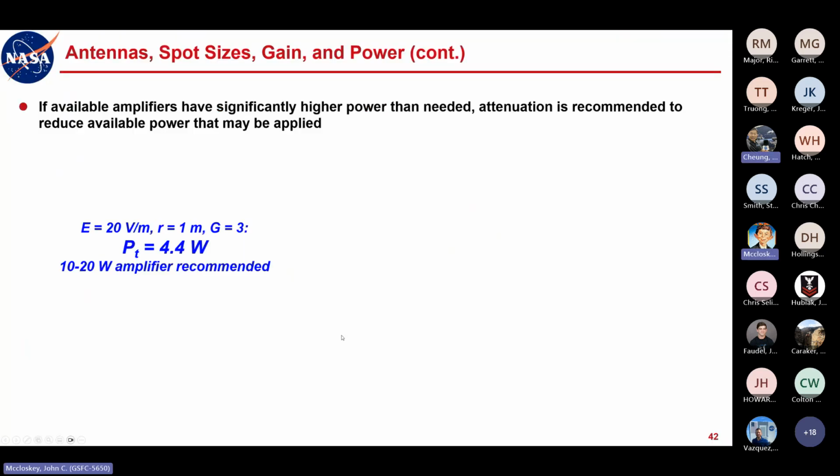So again, looking at our example where we needed 4 watts, so a 10 or 20 watt amplifier was what we recommend. Well, if all you have is a 100 to 200 watt amplifier, then put a 10 dB attenuator on the output there.